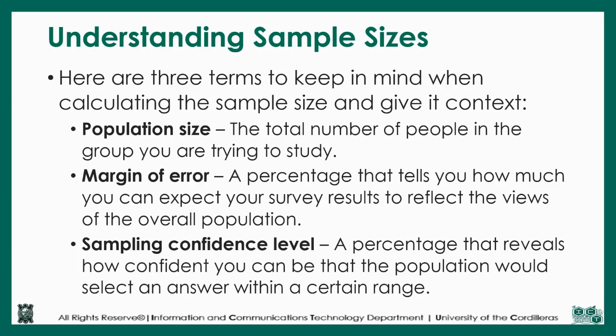So for example, I am 95% confident that my participants will mostly choose A, followed by B, followed by D. That is your sampling confidence level.